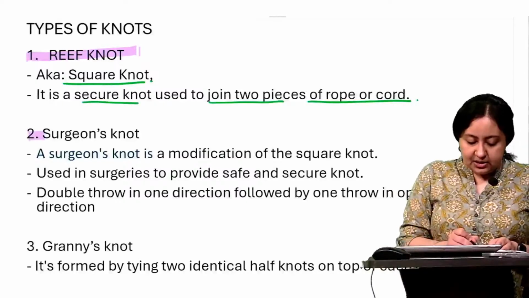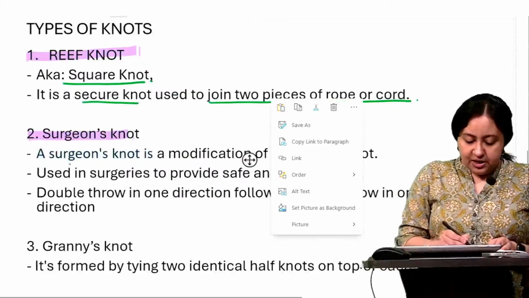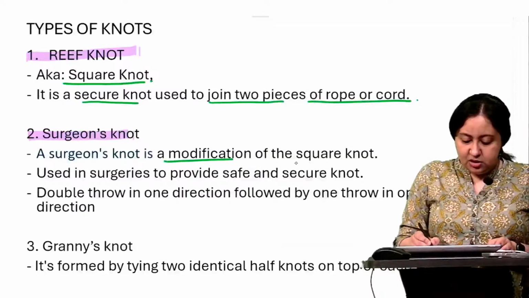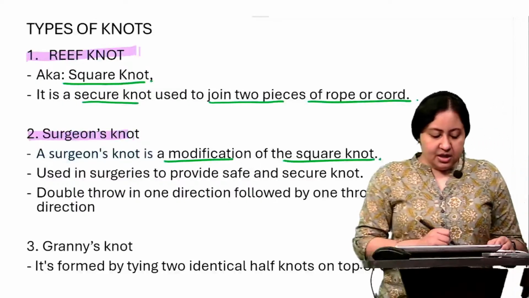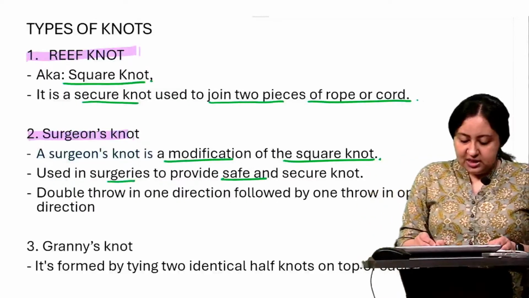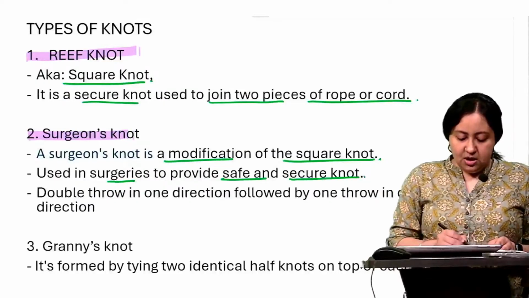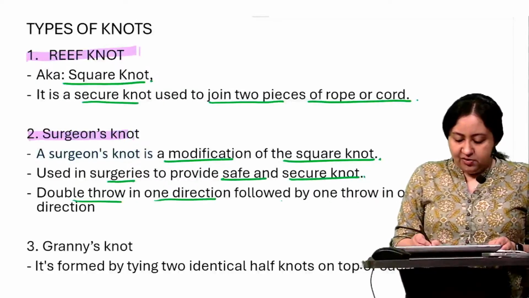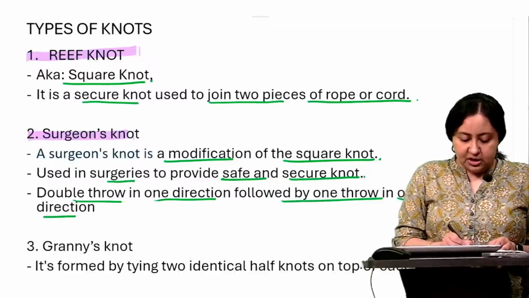The second one is a surgeon's knot. This I explained to you. It is a modification of the square knot. It is used in surgeries to provide a safe and secure knot. Double throw in one direction followed by one throw in the opposite direction.